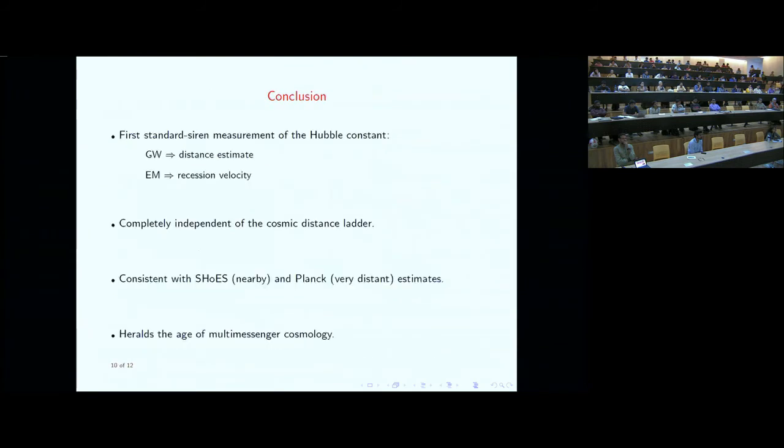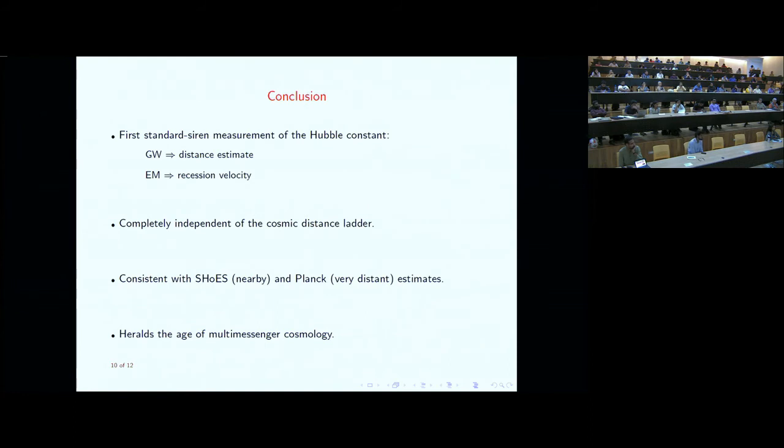Can I go over to my next slide, which is slide 10, and my concluding slide for the GW170817 analysis. So here we have the first standard siren measurement of the Hubble constant, where the gravitational wave observation gives us the distance estimate, and the electromagnetic observation gives us the recession velocity or the redshift. The result we obtain is completely independent of the cosmic distance ladder, so we are not at all sensitive to all the systematics that go into the cosmic distance ladder.